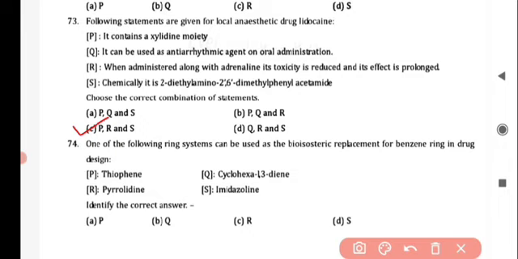Next question is, one of the following ring systems can be used as the bioisosteric replacement for benzene ring in drug design. P is thiophene, Q is cyclohexa-1,3-diene, R is pyrrolidine, S is imidazoline. Now identify the correct answer. And the correct answer is option A, that is P, thiophene.